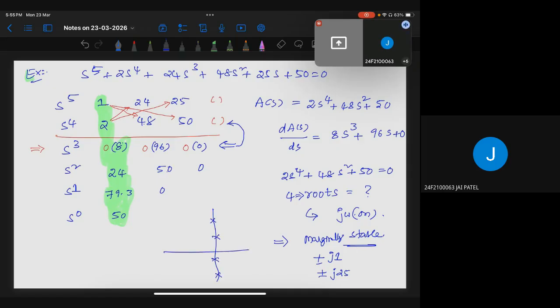So my question is, instead of this marginally stable, can the system become purely stable? In that case, you have to push these poles to the left, into the LHS. That is what your controller will do. Generally, when the system becomes marginally stable or unstable, you design your controller to push them to the left side.